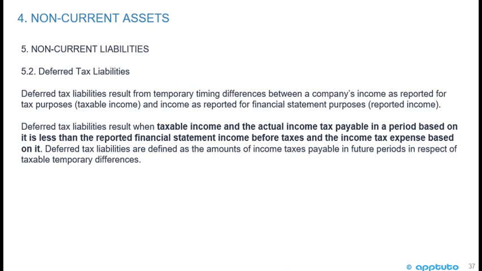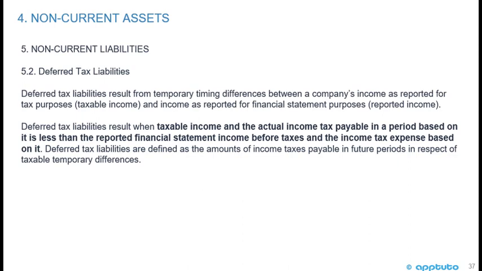So finally, we're finishing with non-current liabilities. We're looking at deferred tax liabilities. Deferred tax liabilities result from temporary timing differences between a company's income as reported for tax purposes, taxable income, and income as reported for financial statement purposes, which is reported income. Don't worry, there's an entire reading on income taxes. We're going to get into this in more detail.